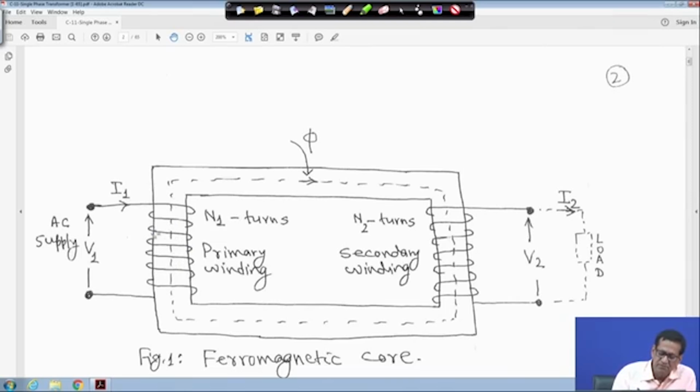For an ideal transformer, a voltage will be induced, say E1, right. But we have to see it in a different way, since the winding also has resistance as well as reactance, right. So, we will see that later.